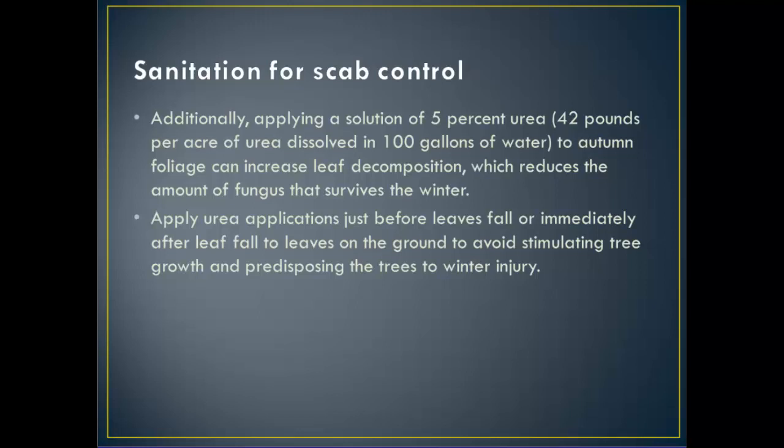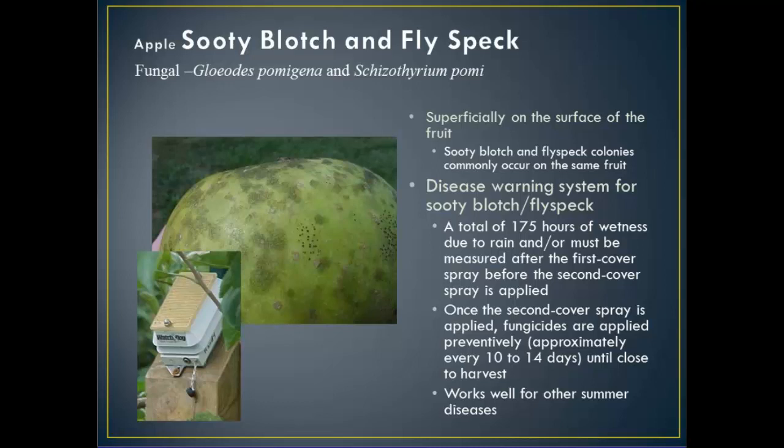So let's look at one of what we would call a summer disease. This is one that develops later. And usually when we're talking about summer diseases, the first one we talk about is sooty blotch and fly speck. And when you're controlling sooty blotch and fly speck, the timing coincides with the timing of controlling other summer diseases. Those are like your white rot, your black rot, your bitter rot. So we'll talk about how those go together.